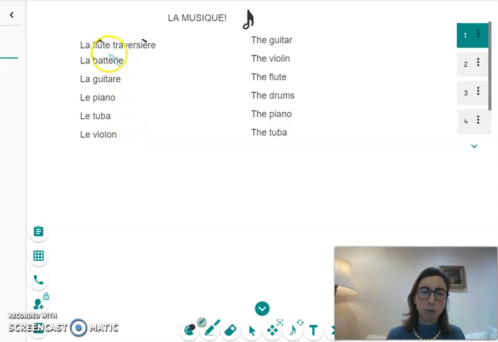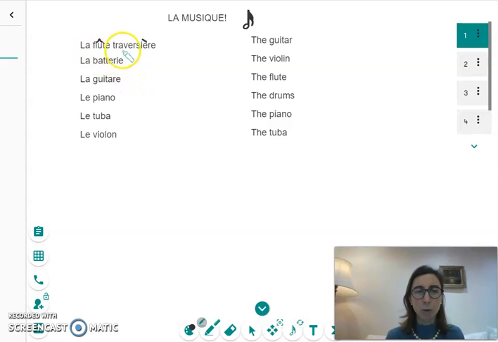Now we have lots of different ones. We have la flûte traversière, la batterie, la guitare, le piano, le tuba, le violon. And here we have all of the English words for these musical instruments. Now, a very useful activity is to see if we can work out what these mean and join them up with their English meanings.